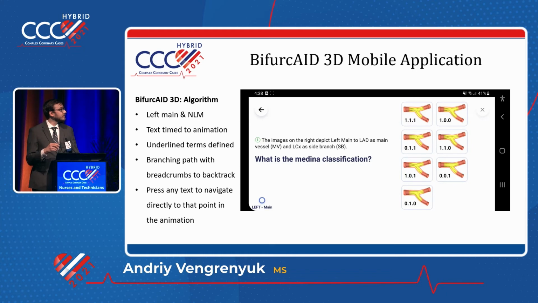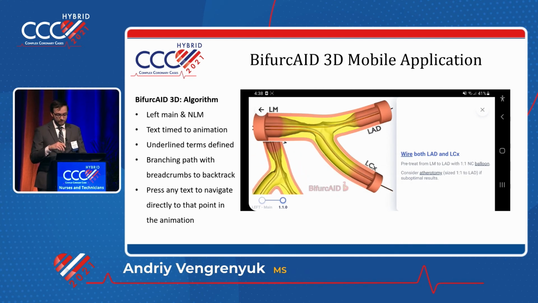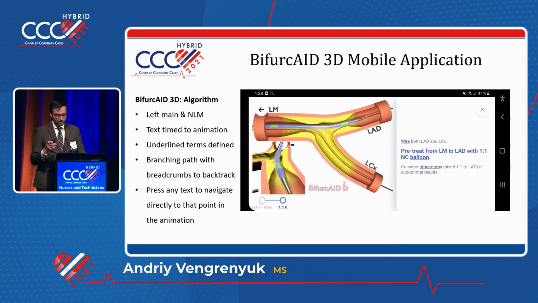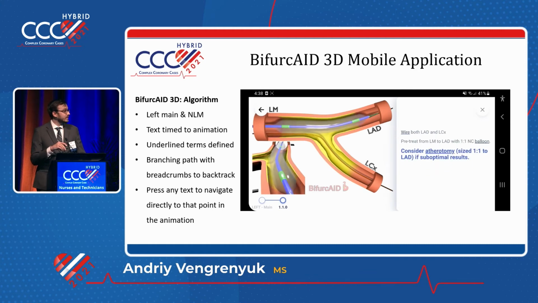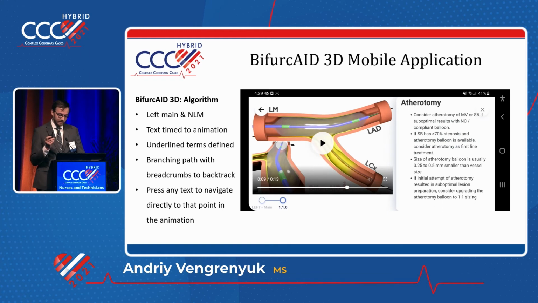This is a recording of me selecting, I believe, 110. So we'll say the patient has a left main lesion, 110. Click. You have timed text on the right that tells you all the steps, animation on the left. If you click any of the underlined sections, it'll give you a little information about that particular topic.